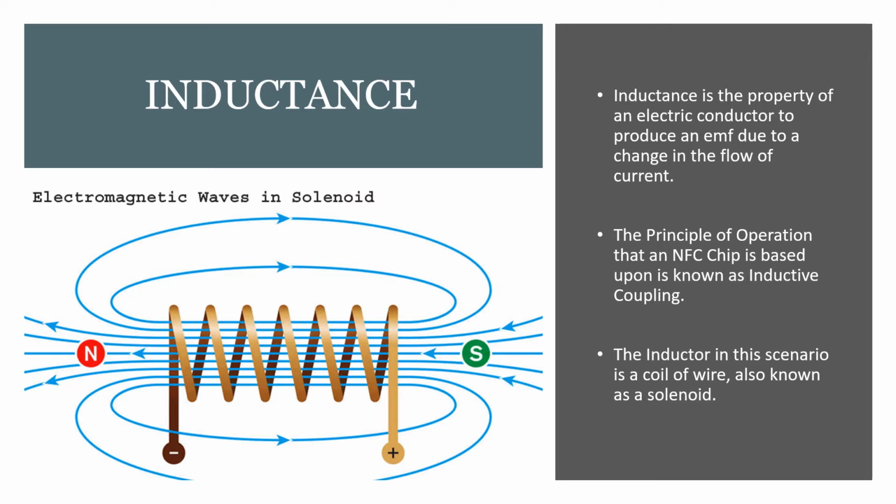Inductance is the property of an electric conductor to produce an EMF due to a change in the flow of current. The principle of operation that an NFC chip is based upon is known as inductive coupling. The inductor in this scenario is a coil of wire, otherwise known as a solenoid.